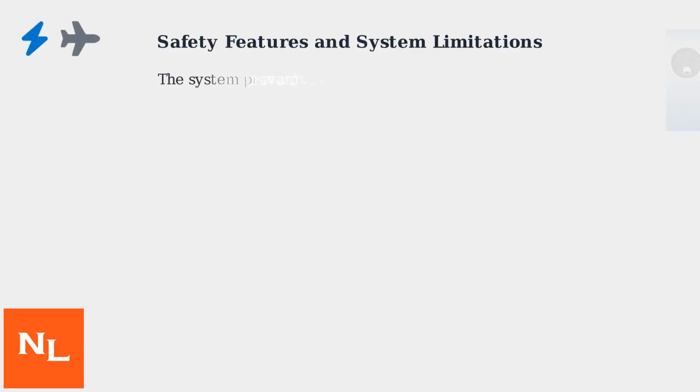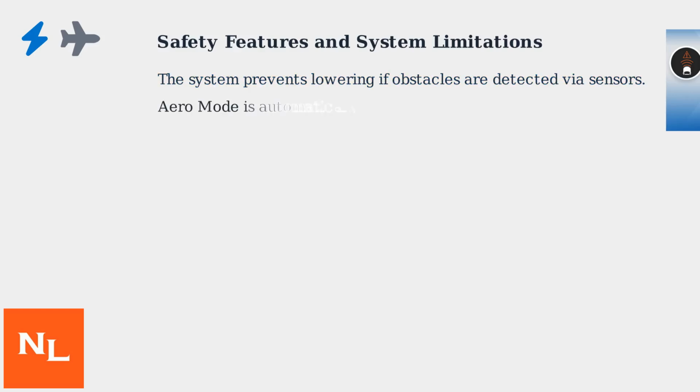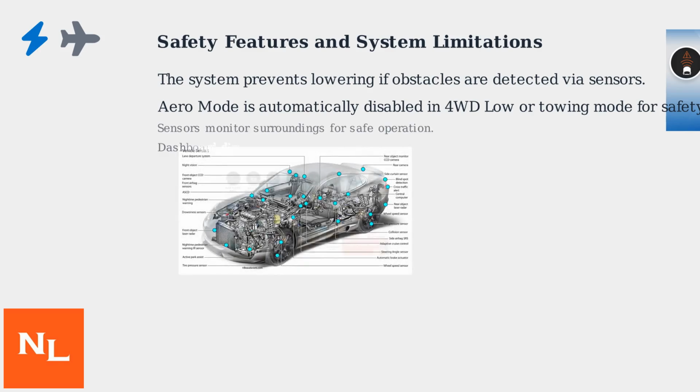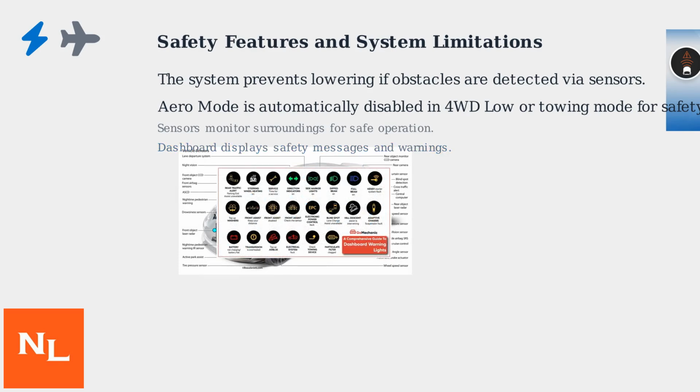Safety features ensure Aero Mode operates securely. The system won't lower the suspension if obstacles are detected by sensors. Additionally, Aero Mode is disabled in four-wheel-drive low or towing mode to maintain safety and stability. Sensors located around the vehicle monitor the environment. Dashboard messages alert you to any safety concerns or mode restrictions.